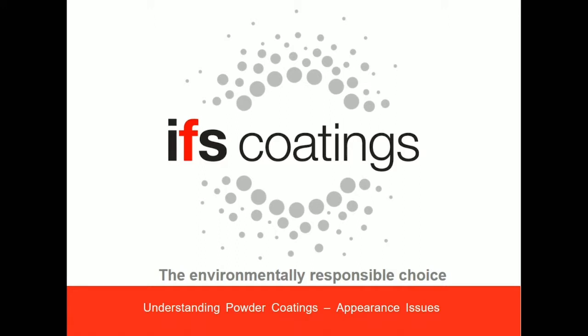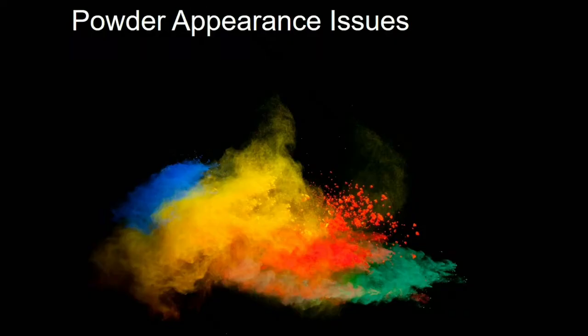So sadly, solving powder coating appearance issues is not an exact science. First off, what do we class as appearance issues? Well, appearance issues are those immediately visible defects found after the powder has been cured. They come in all shapes and sizes, and in this presentation, we're going to cover the different types of defects, how they occur, and how to prevent them. That's a lot to get through, so let's get straight to it.